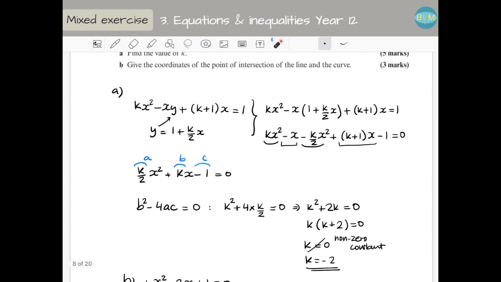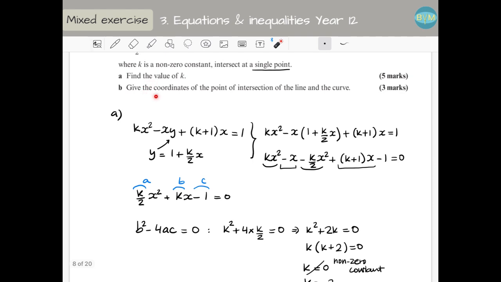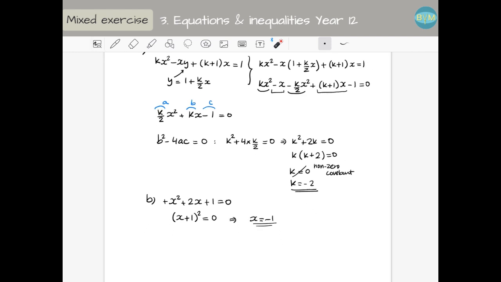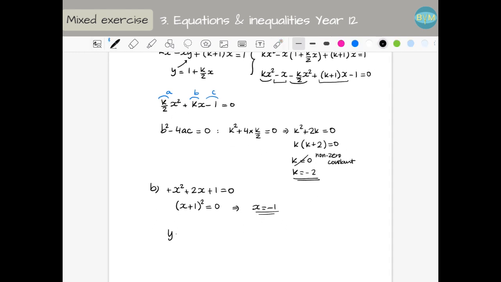They ask me the coordinates. Give the coordinates, so that means I have to find y, but I know y is given by this expression, so I'm going to go back. I can substitute the x here or here, and this one is easier, so I'm going to find y. y is going to be 1 plus, we said that k is minus 2 divided by 2 is minus 1, so minus 1x, and x is minus 1, so I have 1 minus minus 1, which is 2. So the coordinates are going to be (minus 1, 2). That's the point of intersection. And that's all with this question.